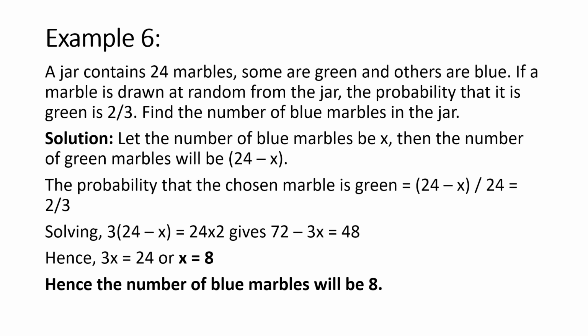Now we are given the probability that the chosen marble is green. This probability is given to be 2 by 3. And according to the definition of probability, favorable events upon total number of events. How many favorable cases that the chosen marble is green? 24 minus x, because 24 minus x green marbles are there upon total 24. So 24 minus x upon 24 is equal to 2 by 3. When you solve this, you get the value of x as 8. And what was x? Number of blue marbles. Hence, the number of blue marbles will be 8.